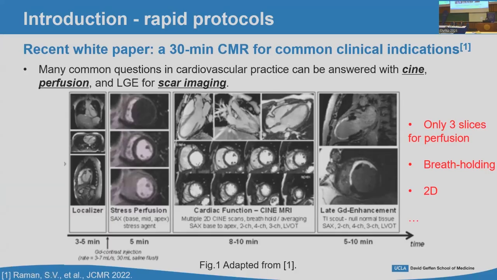So long scan time is a major limitation, a major issue that limits the adoption of cardiovascular MRI in daily cardiovascular practice. A recent white paper describes a standardized 30-minute cardiac MRI protocol, which can answer many common clinical questions with three major components: cine, perfusion, and LGE for scar imaging. However, typically only 3 slices are acquired for perfusion, and this whole scan requires a lot of breath holds, and it also is 2D, so there are slice gaps.